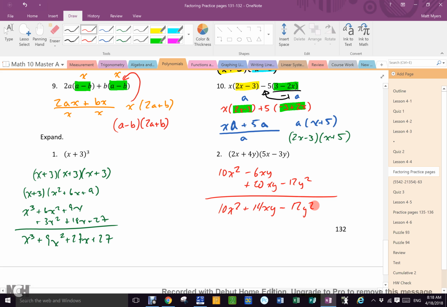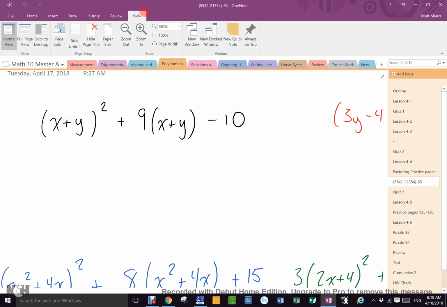Just to make sure everybody knows what they're doing, I'm going to put 4 questions on the board behind me right now. They are of this type, 9 and 10, with where factors are binomials. See if you can do these.